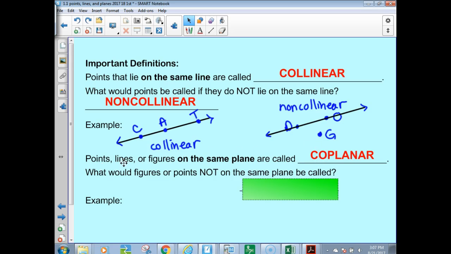All right. Points, lines, or figures on the same plane are called coplanar. The same word is coplane now. So that means they're in the same plane. And figures that do not lie on the same plane are non-coplanar. I bet you figured that one out before I pushed the button.